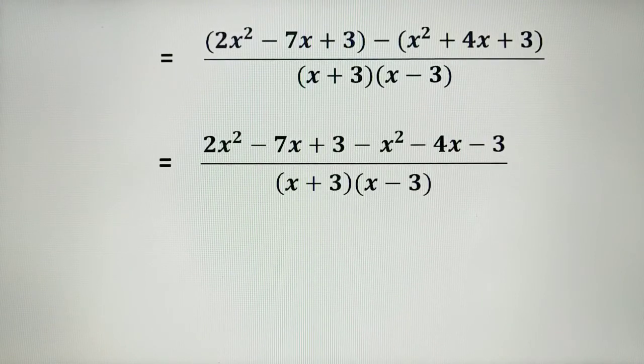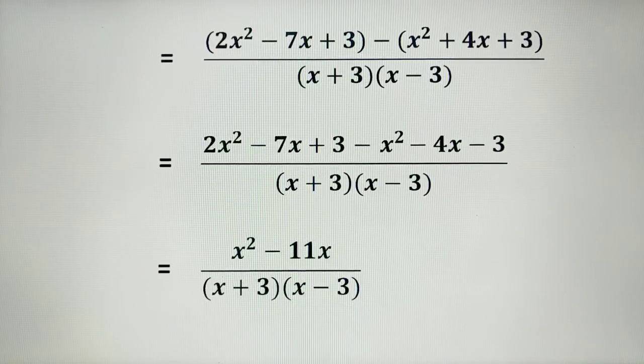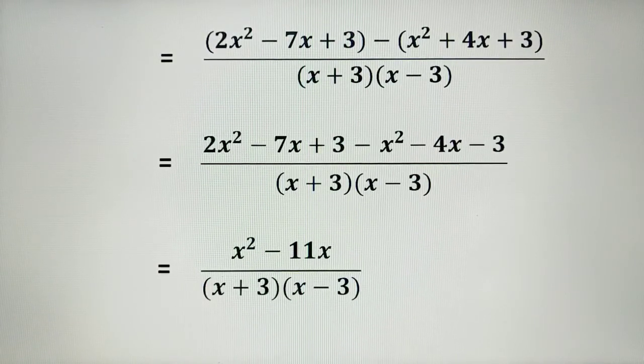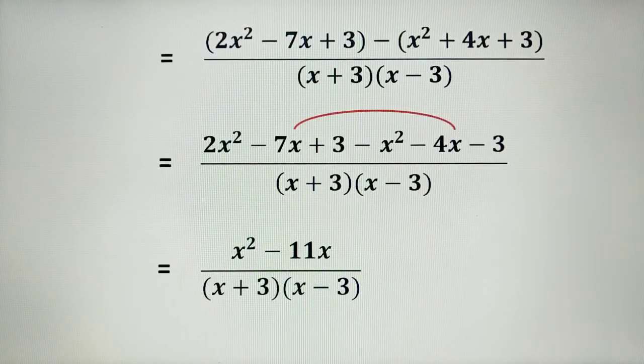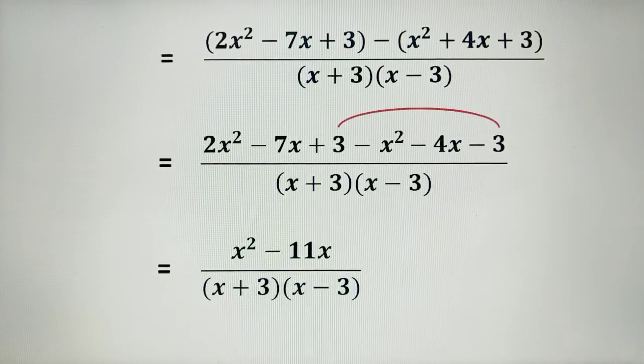Let's simplify the numerator by combining like terms. The result is x squared minus 11x. All over, copy the LCD. X squared minus 11x because 2x squared minus x squared is x squared. Negative 7x minus 4x is negative 11x. Positive 3 minus 3 is equal to 0.